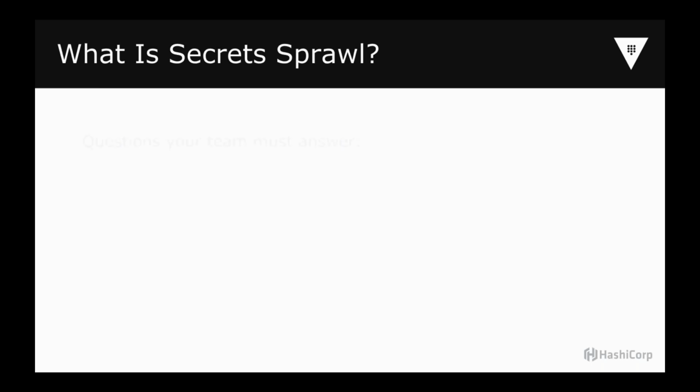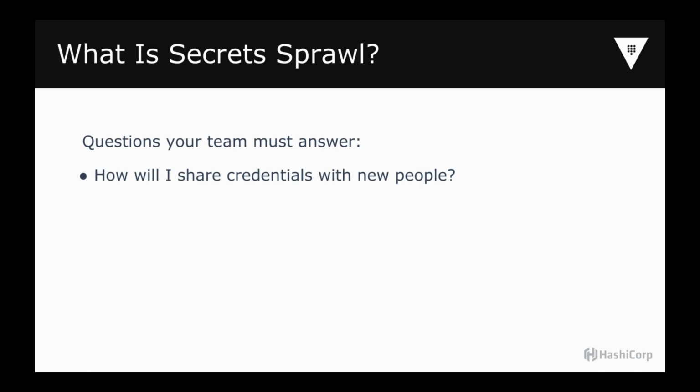So what is secret sprawl? Well, first of all, when you start a company or you arrive at a company, your team has to immediately come up with some answers to some questions. How will I share credentials with new people is a big important question. So you've got a new developer on the team, you've got a new staff member on the team, you've got to give them access to the systems of your organization. How are you going to give them those credentials? What will be the actual way that you do it?